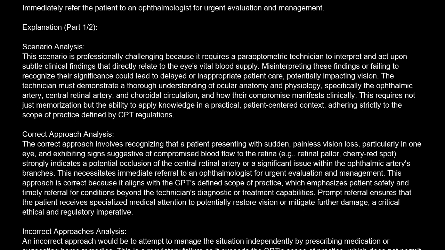This approach is correct because it aligns with the CPT's defined scope of practice, which emphasizes patient safety and timely referral for conditions beyond the technician's diagnostic or treatment capabilities. Prompt referral ensures that the patient receives specialized medical attention to potentially restore vision or mitigate further damage. A critical ethical and regulatory imperative.